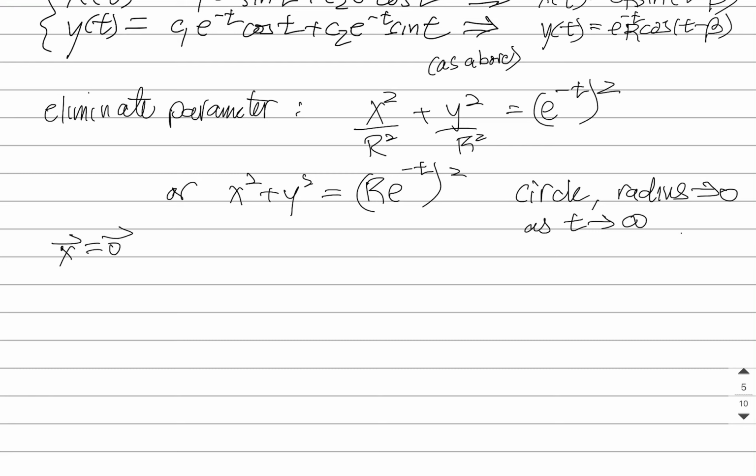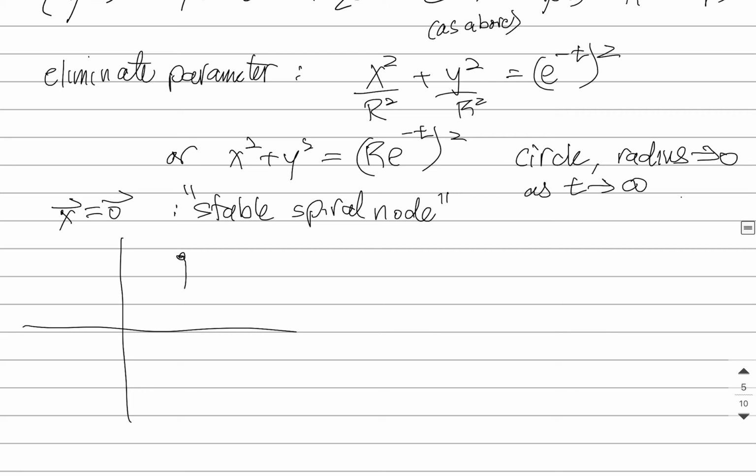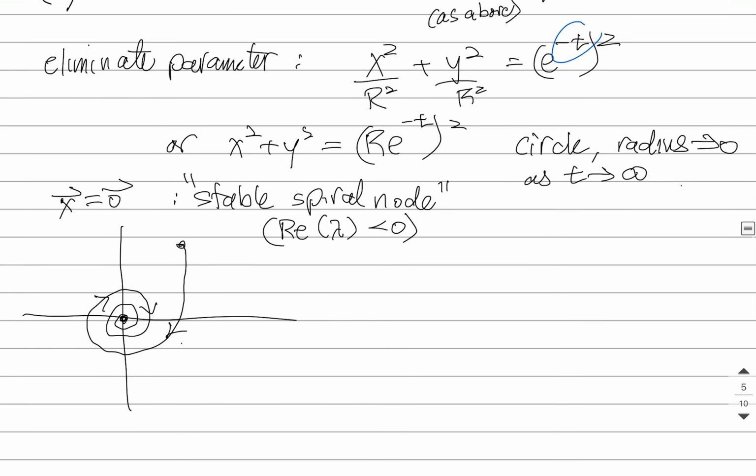This point x equals 0 will end up being what's called a stable spiral node, meaning all the solution trajectories, depending on where you start, it's actually irrelevant. At all points, everything will eventually make its way to the origin in a circular decaying fashion. So it's a stable spiral. And it's stable because the real part of the eigenvalue is negative. That negative real part leads to a decaying exponential and a decaying radius.